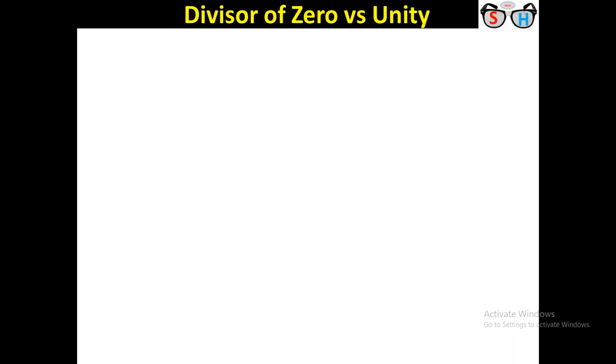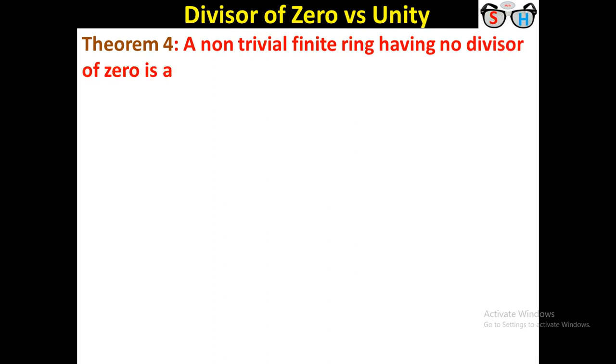Okay, now we will go to a theorem which gives a relation between divisors of 0 and unity. A non-trivial finite ring having no divisor of 0 is a ring with unity. This is the statement of the theorem. I write it as theorem 4 because in the previous video the last theorem was theorem 3. So here I start from theorem 4. The statement is that a non-trivial finite ring having no divisor of 0 is a ring with unity.